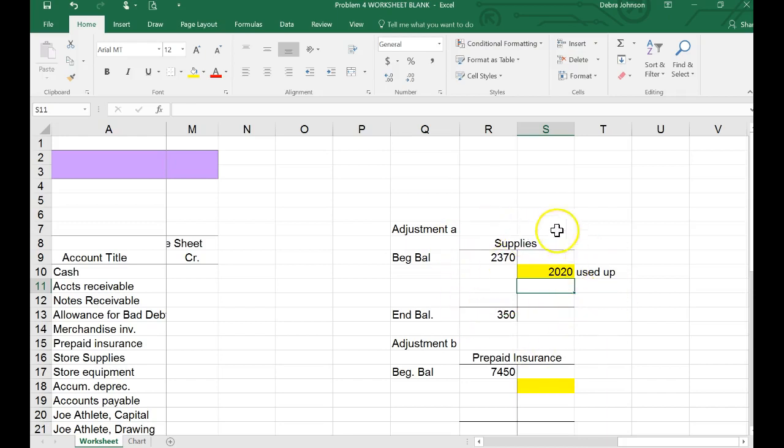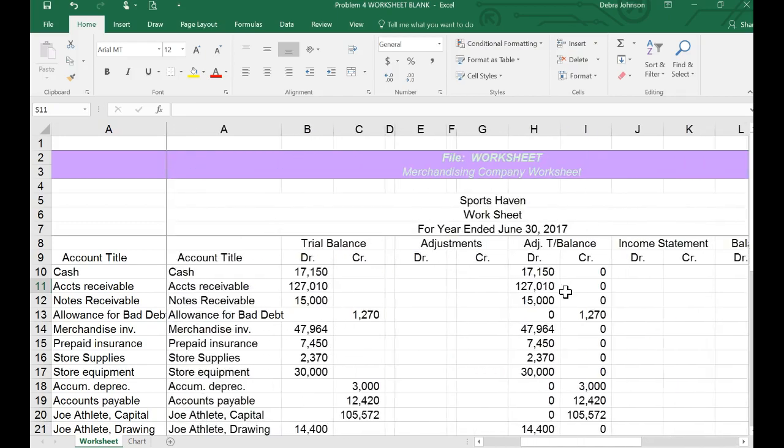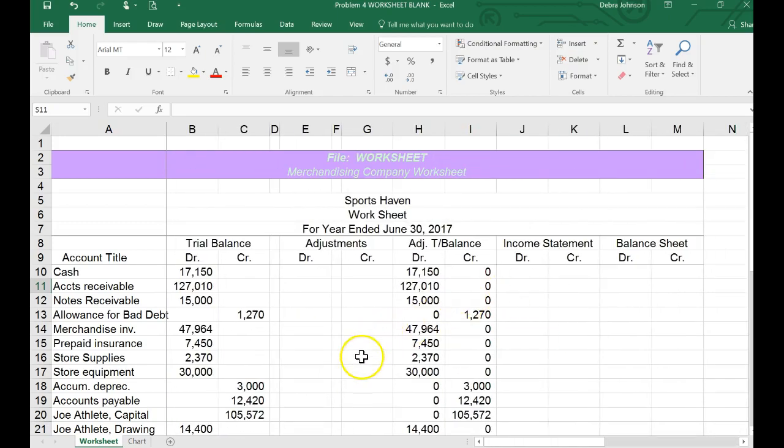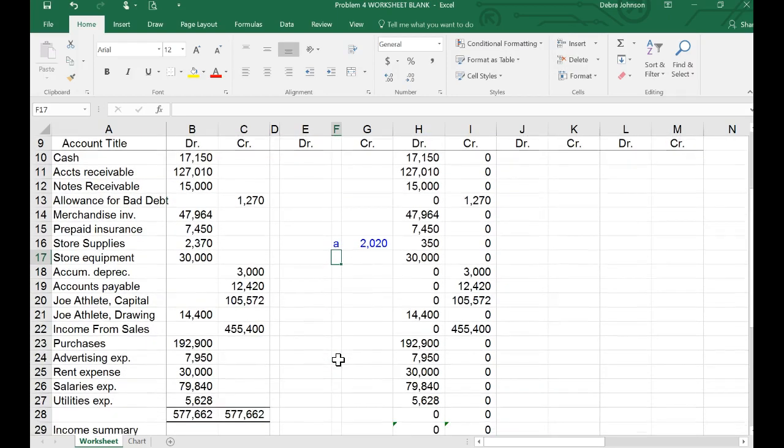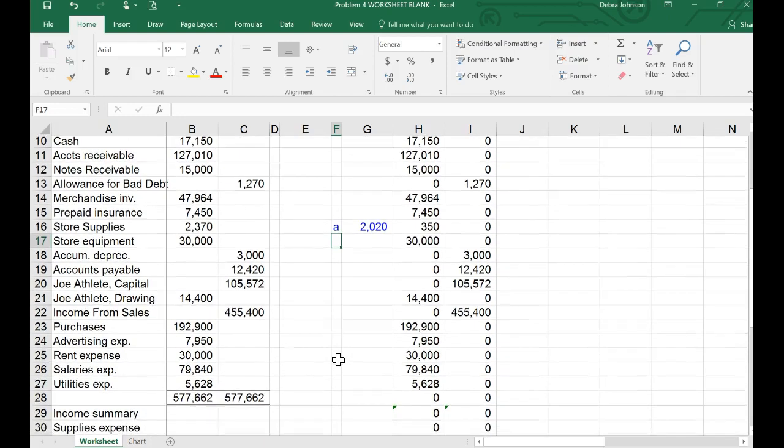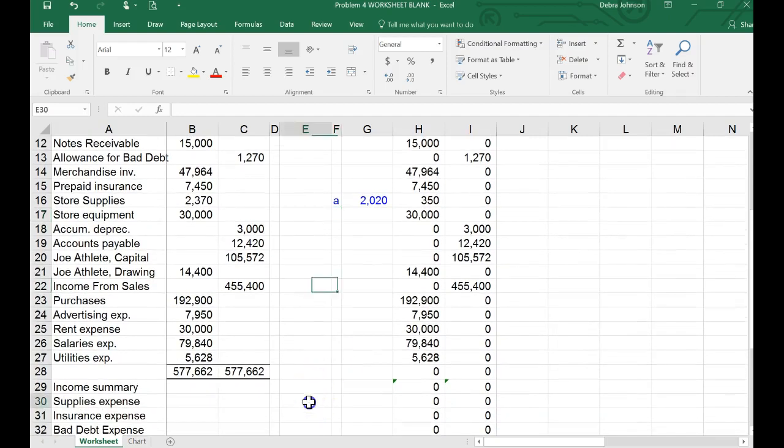As you can see by the supplies account, supplies is an asset which is credited for the account when the asset goes down or is used up. So we'll make the adjustment for $2,020 by crediting the store supplies for $2,020 and debiting the supplies expense. In the skinny little F column, you should put the letter of the adjustment. That'll help you find any mistakes you may make. So now I'm going to go find the supplies expense or the store supplies expense and drop in that amount.